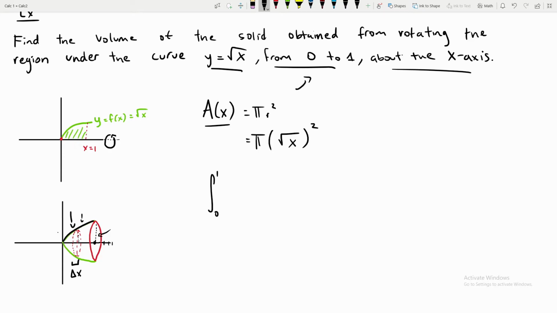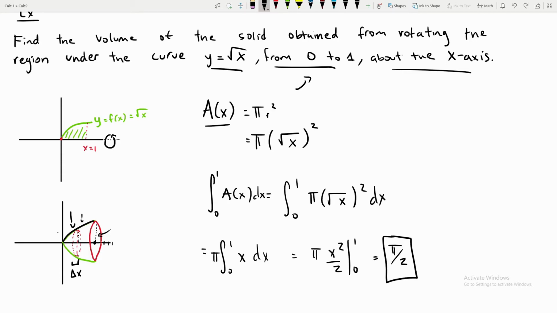So we take the integral from 0 to 1 of A(x) dx, and then we are simply just going to substitute what A(x) is. It's going to be pi times square root of x, squared, dx. Obviously, you can simplify that even further to just the integral of, I'm going to bring pi outside, and then this is just going to be x dx, and it's pretty simple from here. I'm going to speed it up. You've seen this integral plenty of times. And there you go. That is going to be the volume of this kind of ham-looking shape right here.